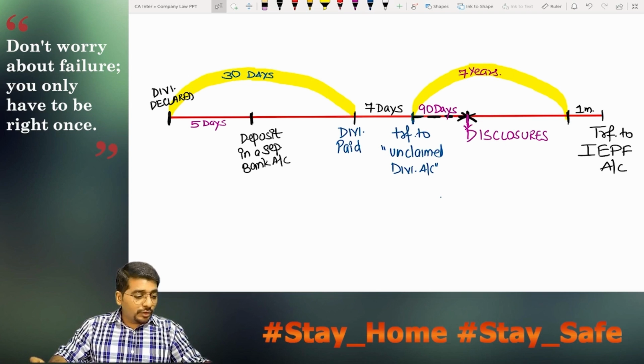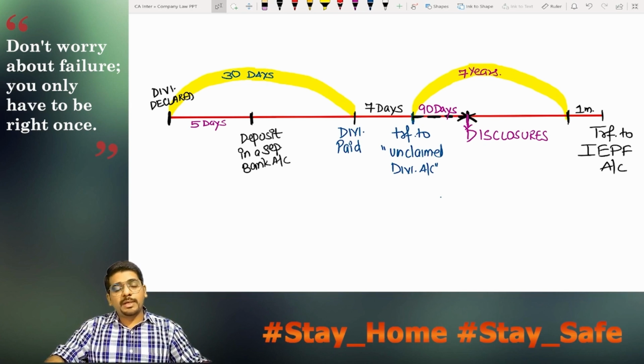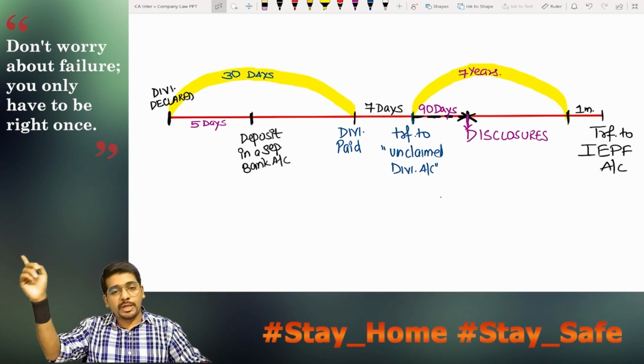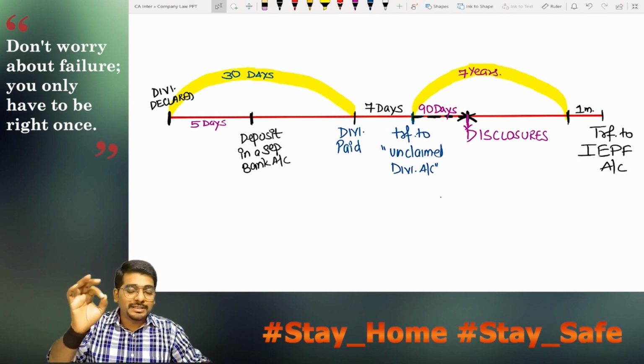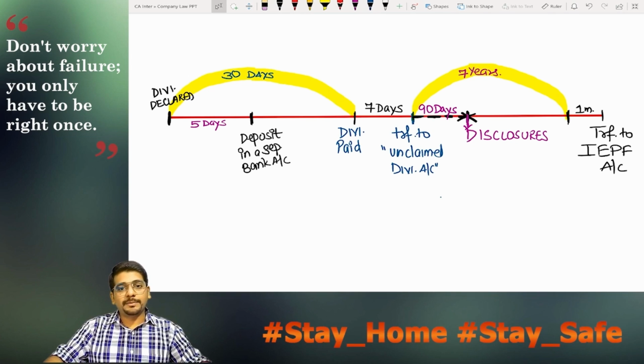Thereafter, after it is already transferred to the IEPF, the Investors Education and Protection Fund, which is a central government fund, if you want to claim your money after 7 years, you can still claim your money, but this time it will be as per the procedure prescribed by the CG, that is the central government. Is that clear, everyone? Yes.